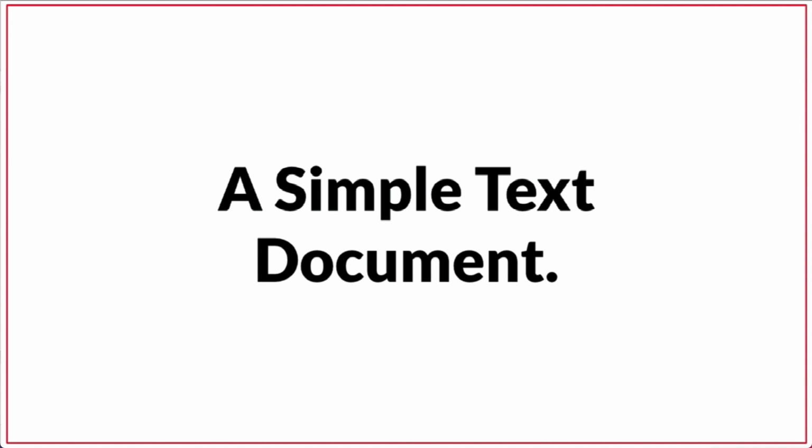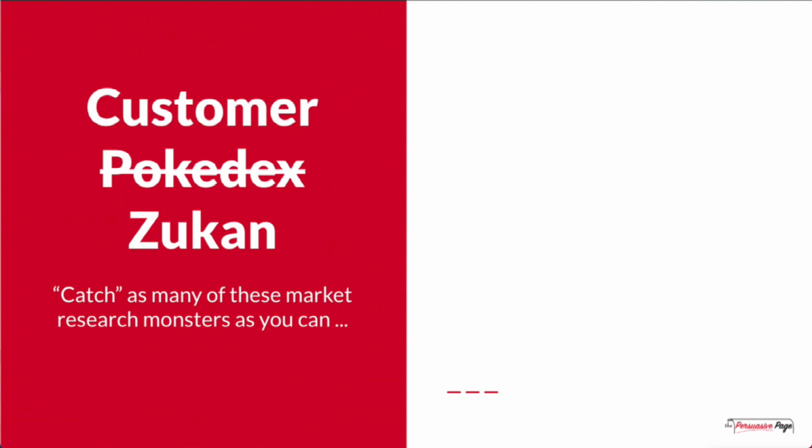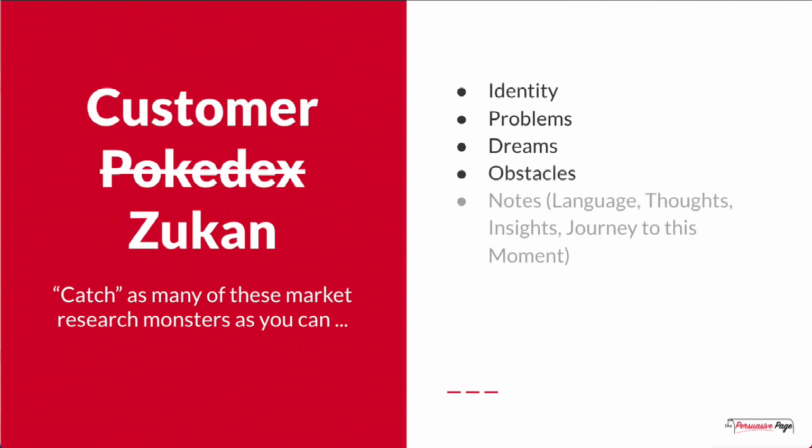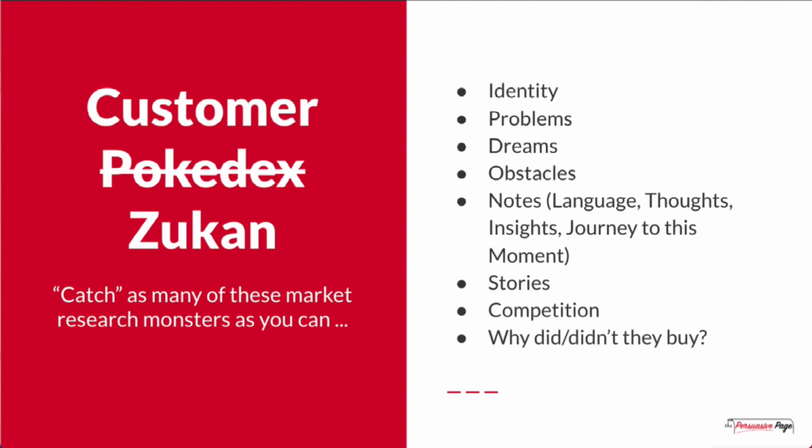and the flexibility. And on that document, I have a simple list of different categories that I want to fill out, like my Pokédex, right? And they are identity, problems, dreams, and can you guess the fourth one? Obstacles. Yep, 1,000,000 points for you. Notes. I just call it notes, but that captures things like language I find, any thoughts I have, any insights I come up with, and stuff about the journey to this moment. Stories I get from the market. Any notes on the competition. And finally, if it's an existing product, I put down notes on why people did or didn't buy.